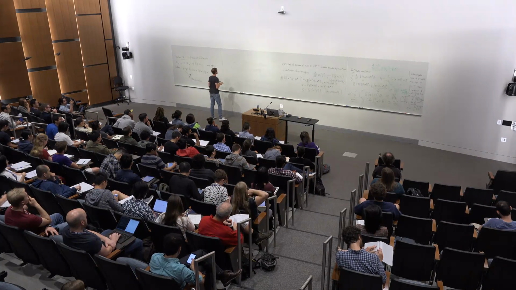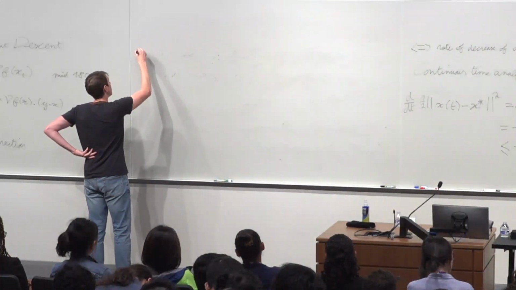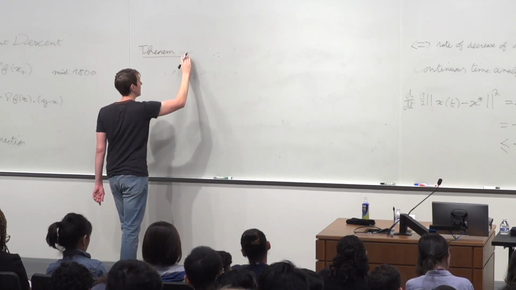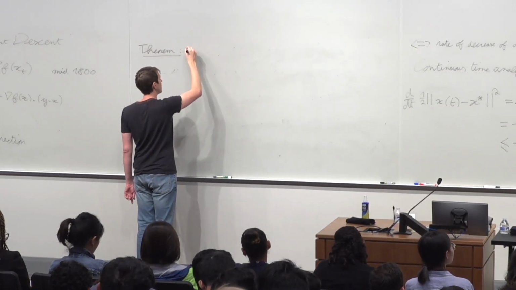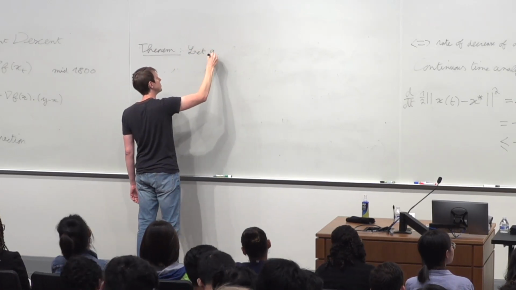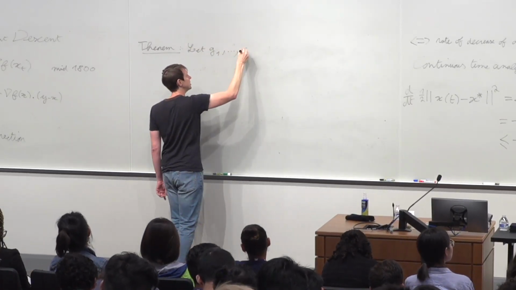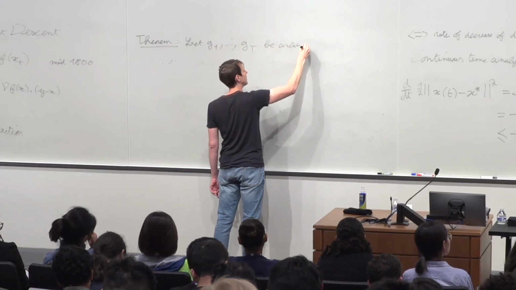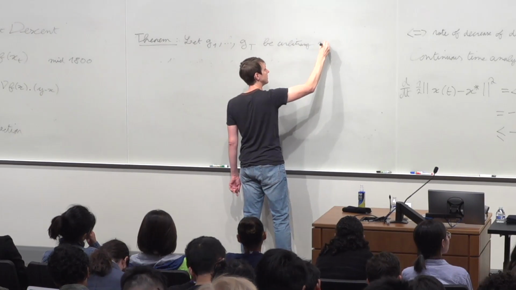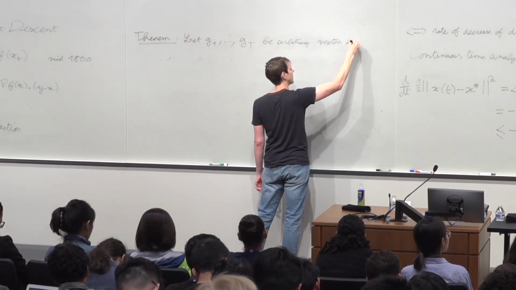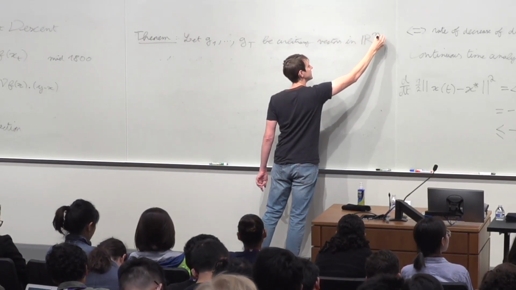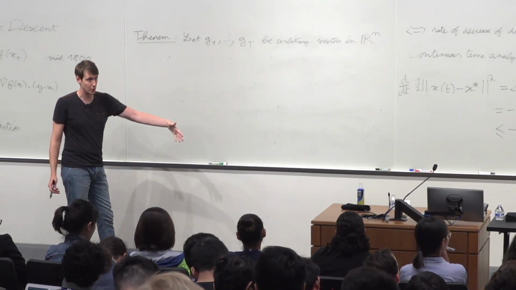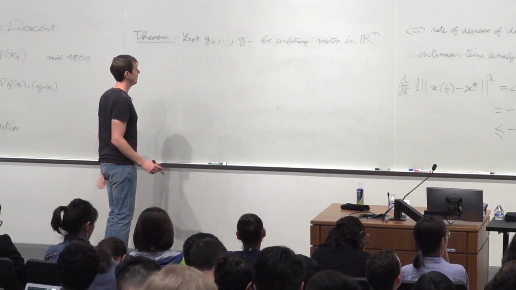Okay, and let's even write a theorem. It's going to be slightly more general. So the theorem is like this. Let g1 up to gT be arbitrary vectors in R^n. So this is going to represent those arbitrary vectors. You can think of them as the gradient evaluated at the point on the trajectory. But in fact, it's more general.